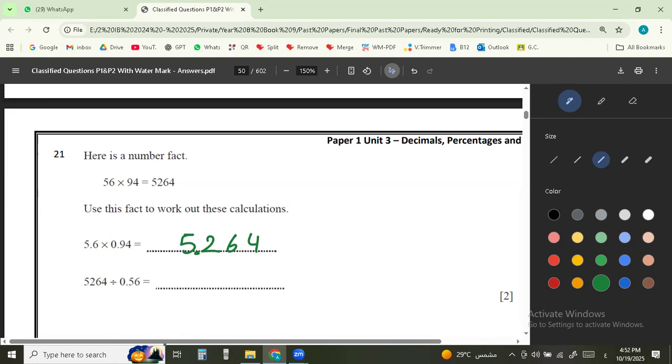5.264 divided by 56. But here I have a decimal. We agreed I must make it a whole number. I multiply here by 100, multiply here by 100. This is the new question. So 5264 divided by 56 is 94. But if I want to divide 526,400 by 56, it is exactly the same, 94, but I have 2 zeros left.